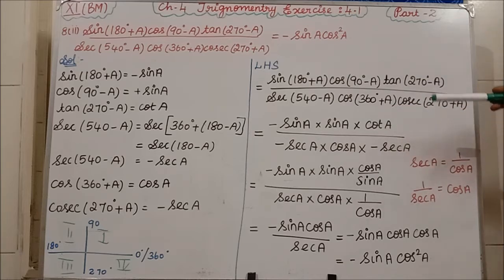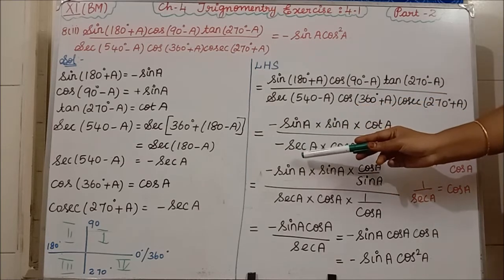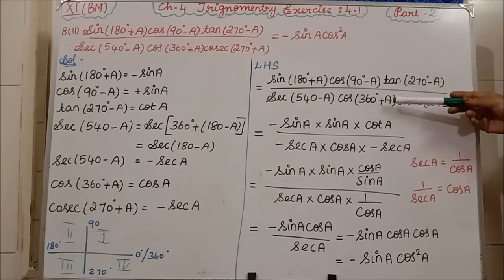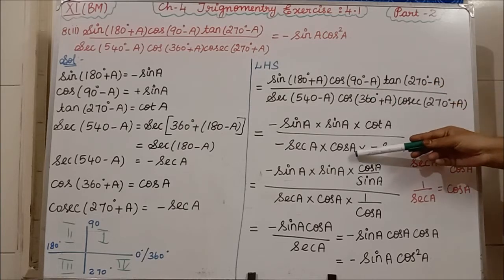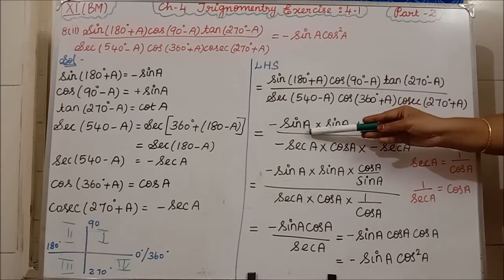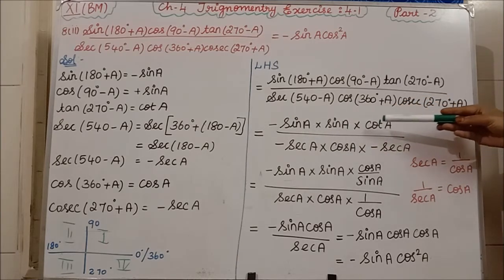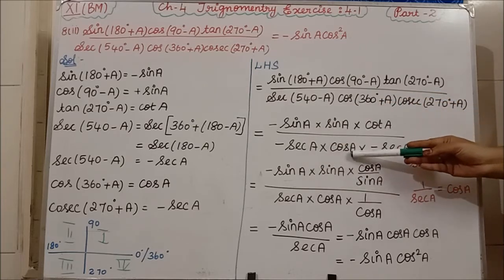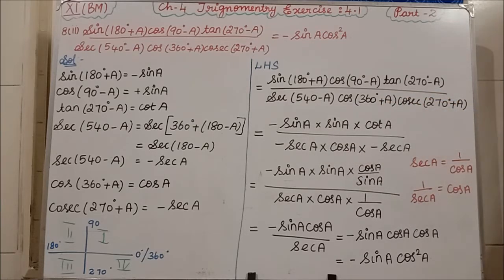Divided by sec(540° − A) is what? Minus sec A. Cos(360° + A) value is what? Cos A. Cosec(270° + A) answer is what? Minus sec A. Clear? So sin A into cot A divided by minus sec A into cos A into minus sec A. We have got the values, isn't it?